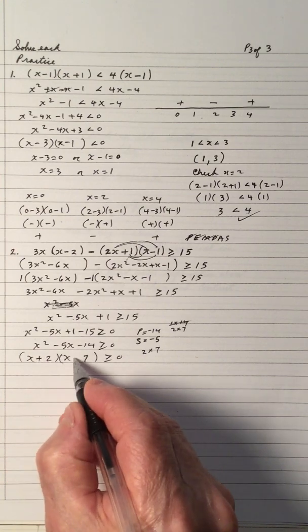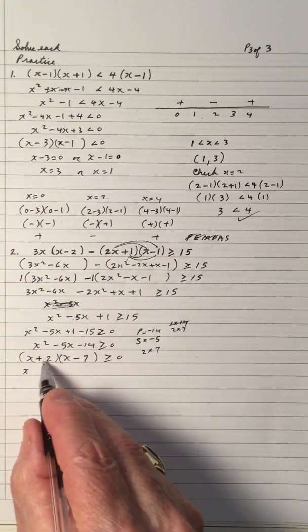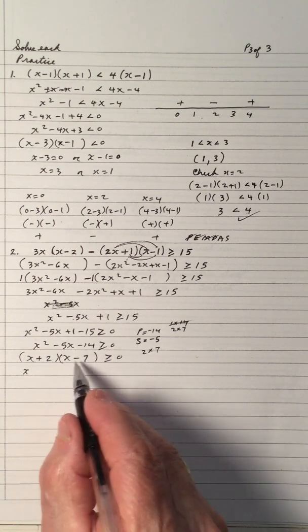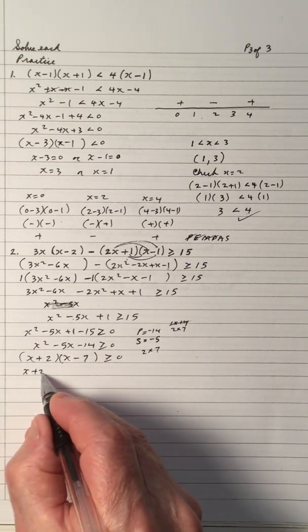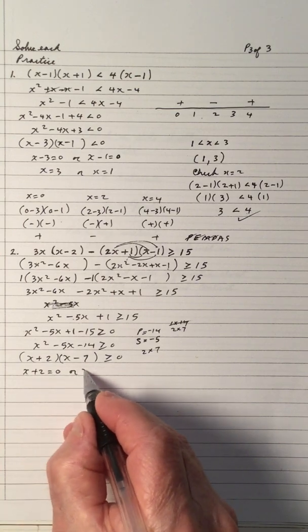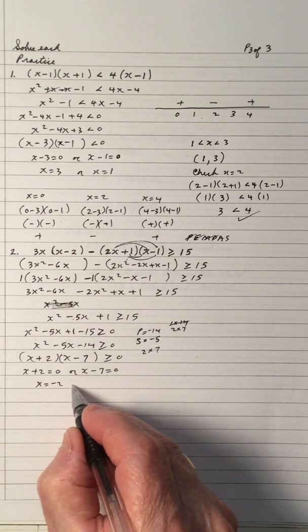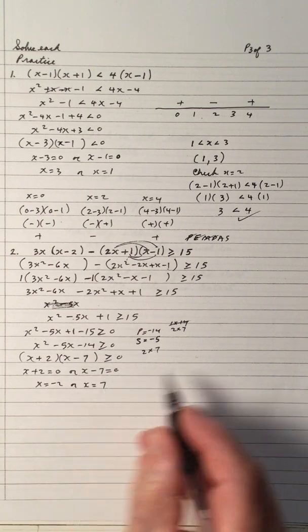So I got a plus 2 and minus 7. Multiply: 2 times negative 7 is negative 14. Add: negative 5. Perfect. I just checked it out. So x is negative 2 or x is 7.